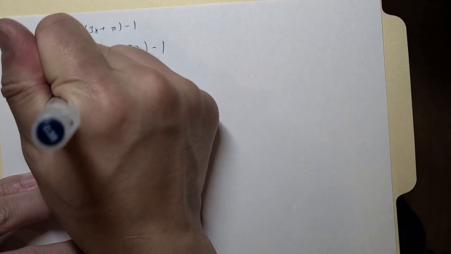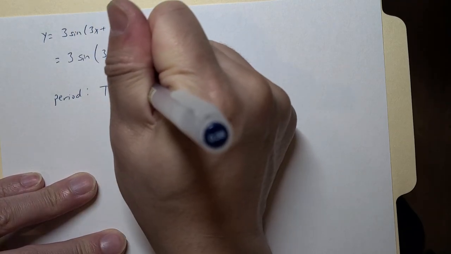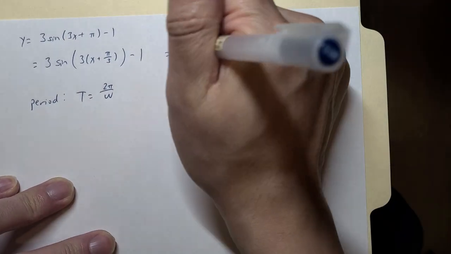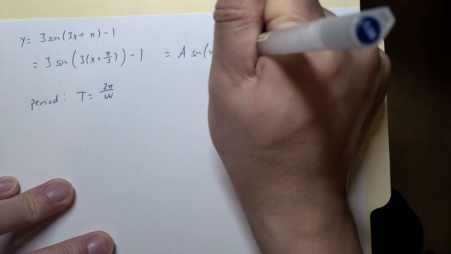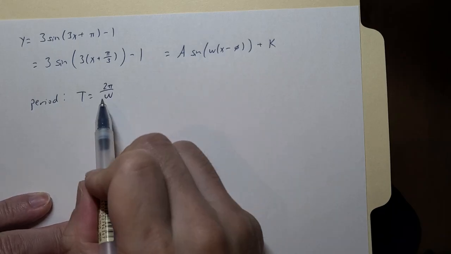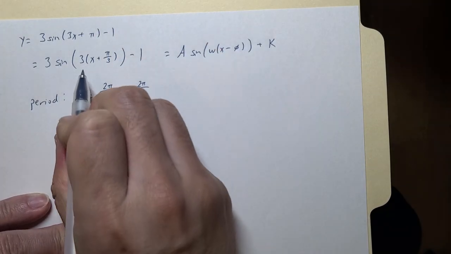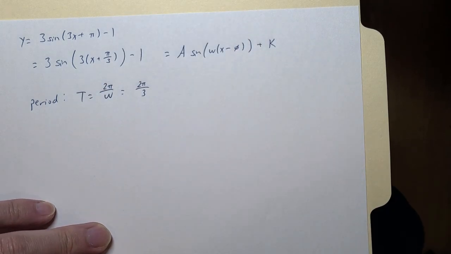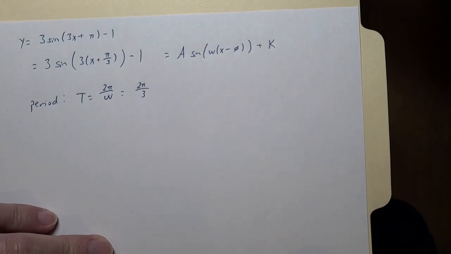What is the period? T is 2 pi over omega. Let's rewrite this as, in the other video, I wrote it as A sine of omega x minus phi, plus K, capital K, like that. So the period is 2 pi over omega, which is 3 in this case. Period is 2 pi over 3. And remember, the units are typically in seconds. I'm not going to write it here, though, because there's no unit given in this case.